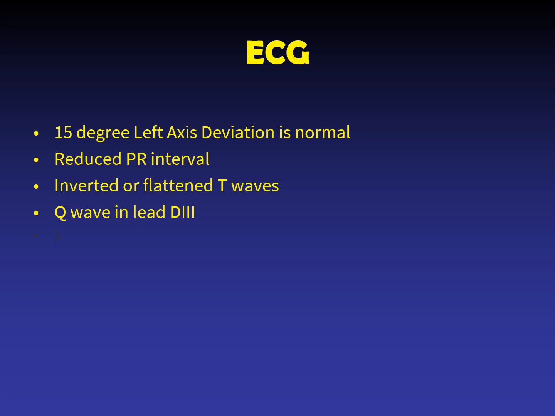In your electrocardiogram, these are accepted changes in your ECG. Anything other than this would be an abnormal electrocardiogram in pregnancy. So a left axis deviation is normal up to 15 degrees because of the elevated diaphragm. A reduced PR interval, inverted or flattened T waves, and Q wave in lead 3.